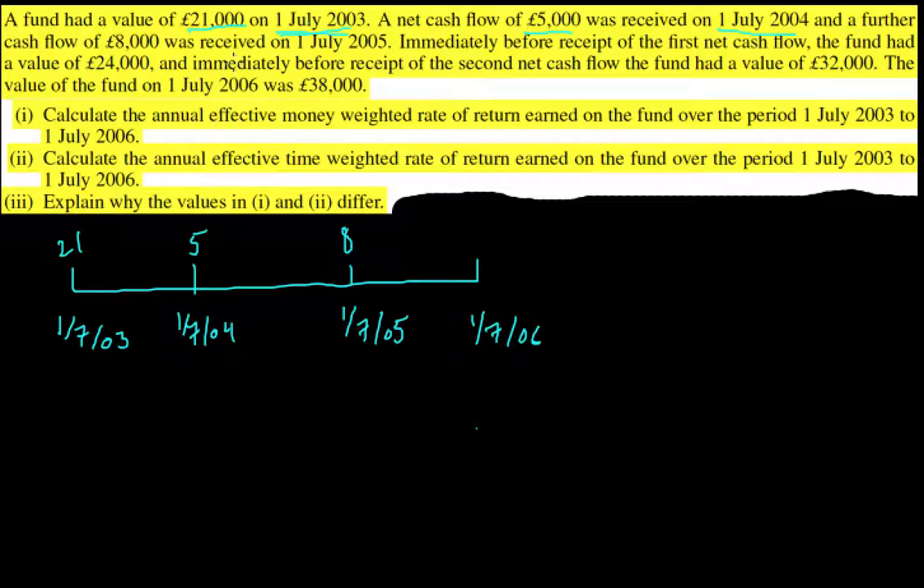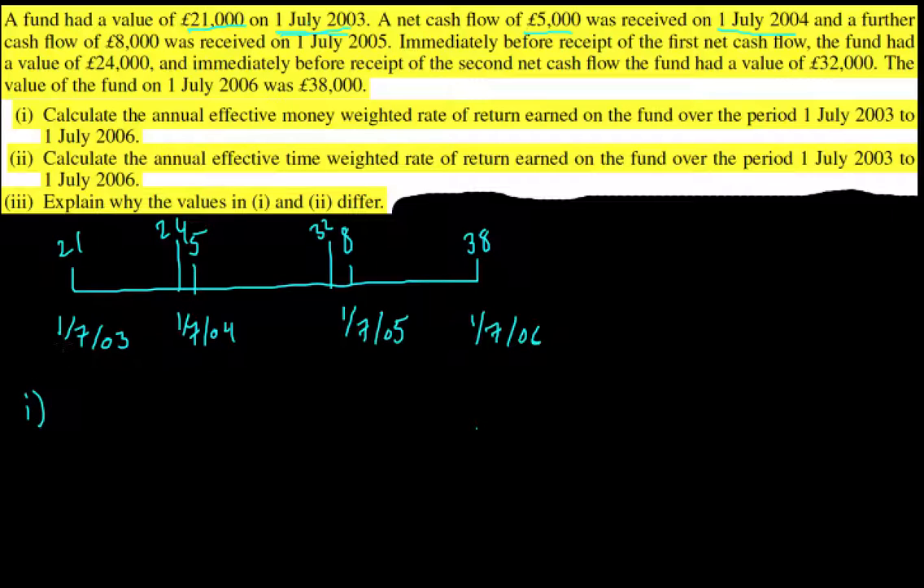And then, okay, immediately before that, so before the first one we had 24,000, so just 24. And before that 8,000 was received we had 32,000. And then even though we had 32, which made it 40,000, we ended up losing a bit of money and it came to 38,000 in the end.